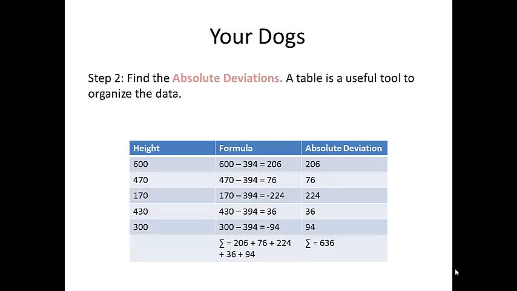Step 2. Find the absolute deviation for each value in your data set. A table is a useful tool to help you organize your data. Pause the video and copy this step and the table into your notes. Notice the bottom row of this table. In the bottom row of this table, we have calculated the sigma, or sum, of all of the absolute deviations for the data in this table. We need this information for the next step.